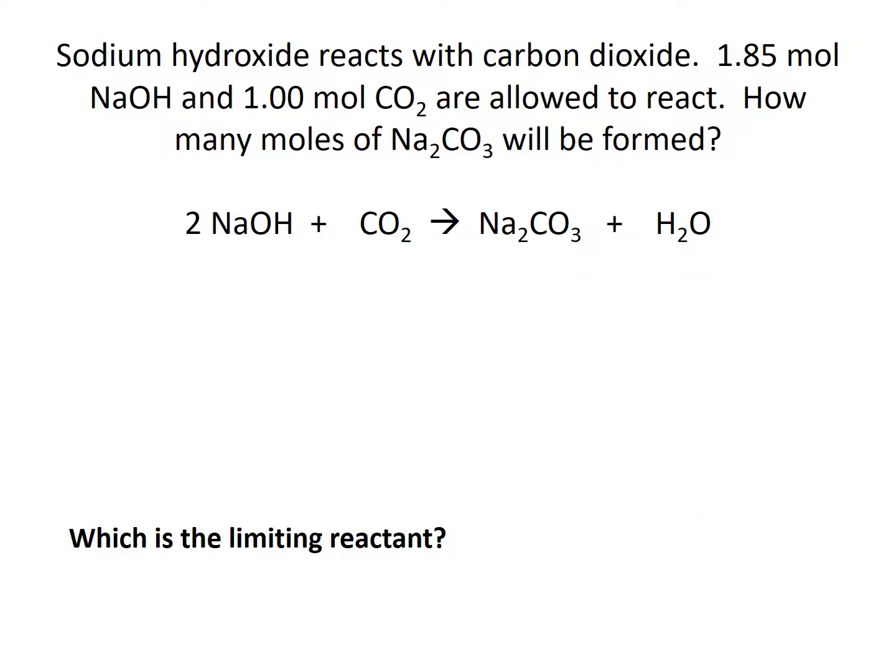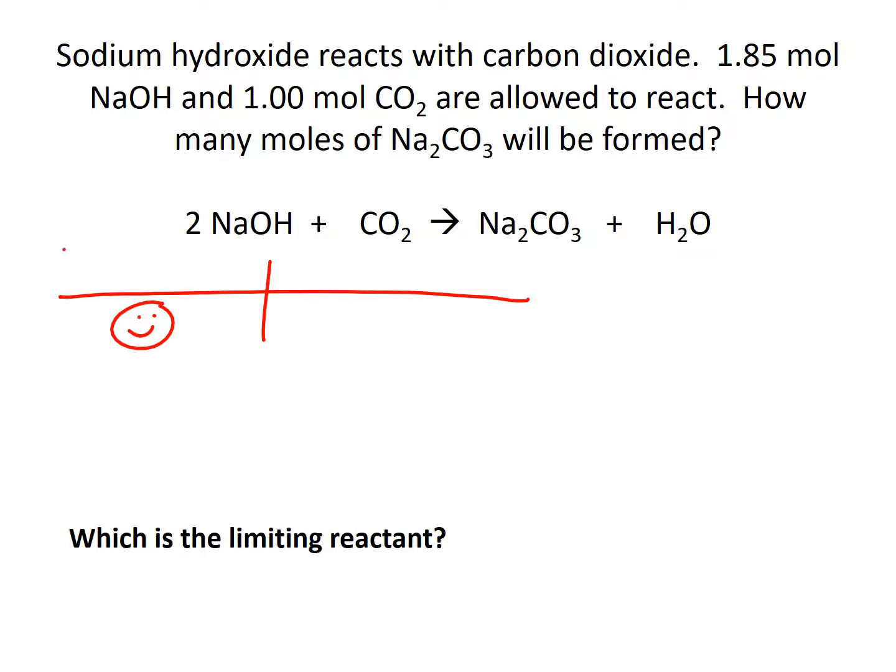So let's now do an actual example. It says sodium hydroxide reacts with carbon dioxide. 1.85 moles of sodium hydroxide and 1.00 moles of carbon dioxide are allowed to react. How many moles of sodium carbonate will be formed? Again, you can recognize this is a limiting reactant problem because there are 2 quantities given to us, 1.85 moles of sodium hydroxide and 1.00 moles of carbon dioxide. So let's go ahead and do the stoich for each individual given to determine how much product will form.